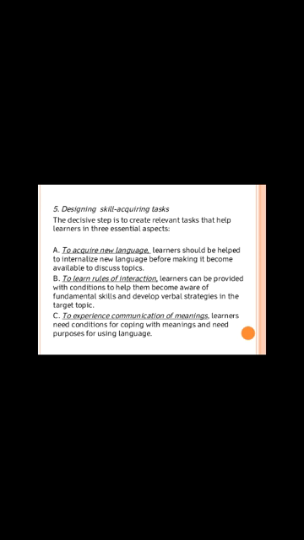B. To learn rules of interaction. Learners can be provided with conditions to help them become aware of fundamental skills and develop verbal strategies in the target topic. This is made possible by having learners read several dialogues within the topic, by getting them to listen to conversations read by the teacher or from the tape, and by drawing learner attention to and encouraging them to discuss characteristics of verbal communication.